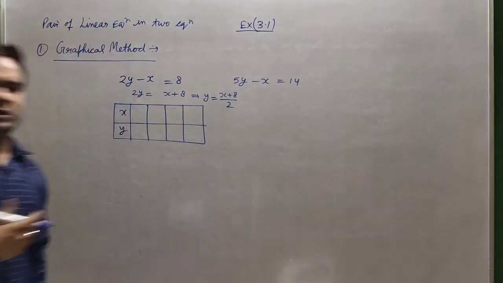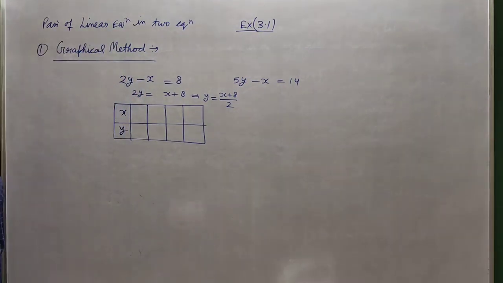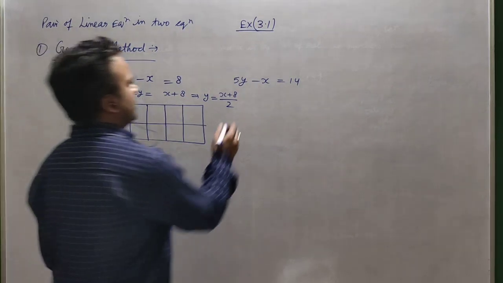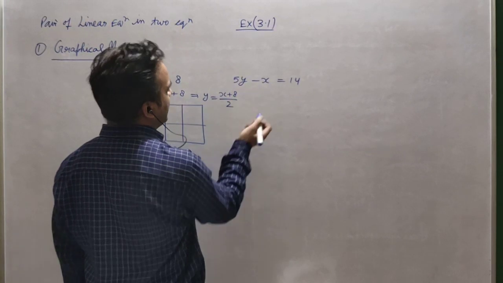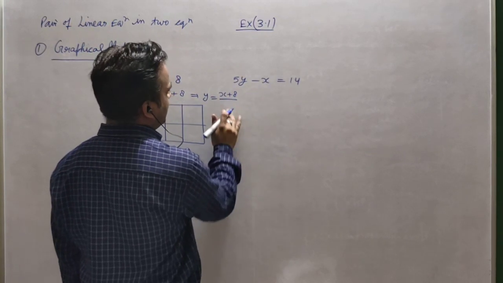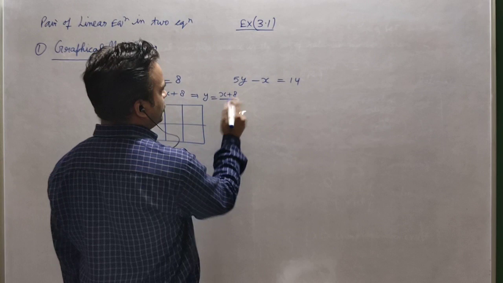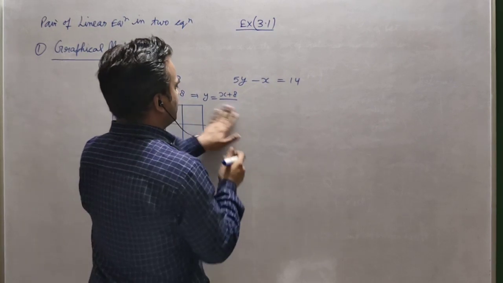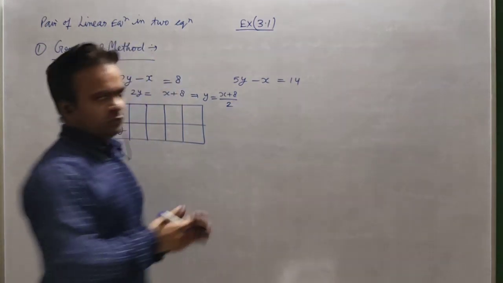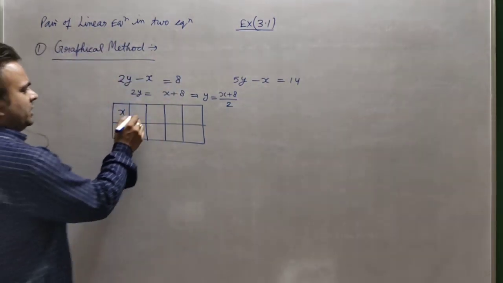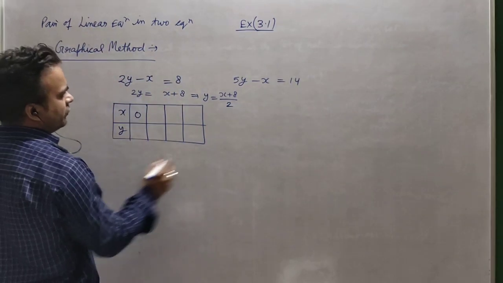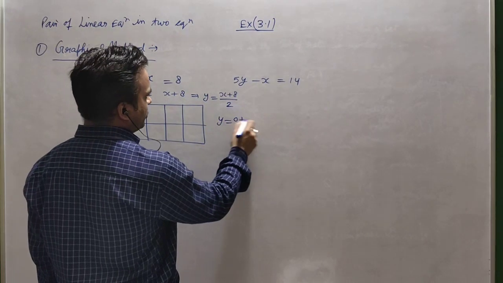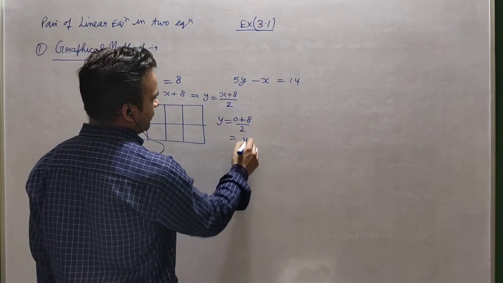Try to take those values so that the decimal part will not come, although 4.5 is good. Suppose you put something else and the division is by 3, you will not get a proper value at that time. So try to find proper values. Suppose I am putting x as 0. So what is the value of y? If I put 0, y will be 4.